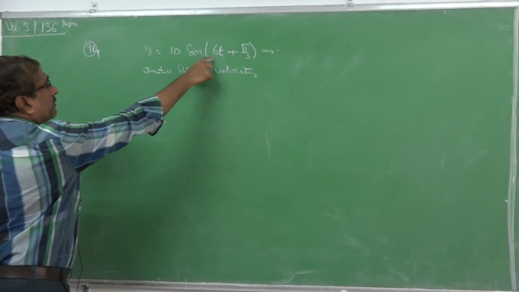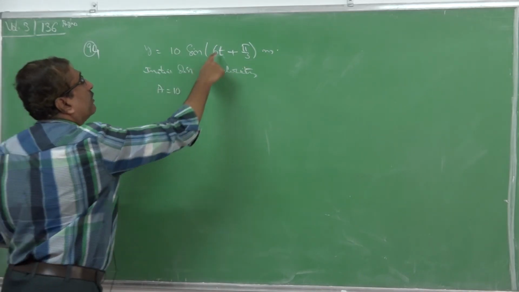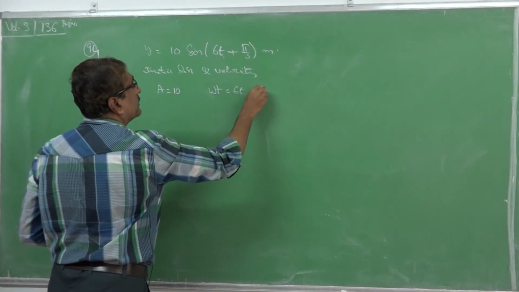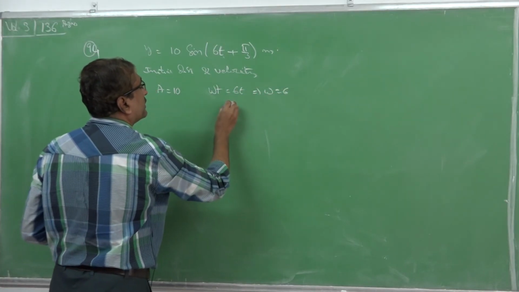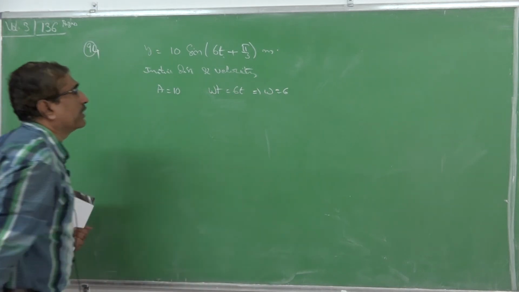Okay, from this equation, A is equal to 10. Now, omega t is 6t, which implies omega is 6.